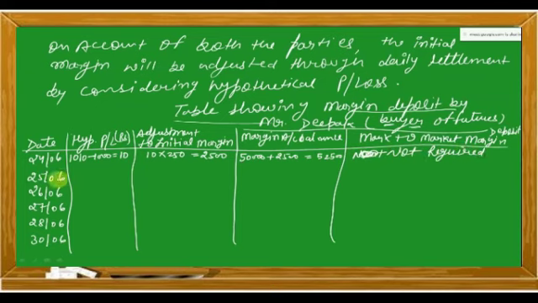That's all. Now on 25th of June, the price is 1050. So now the price is 1050. So see, we have already adjusted 10 rupees over here.